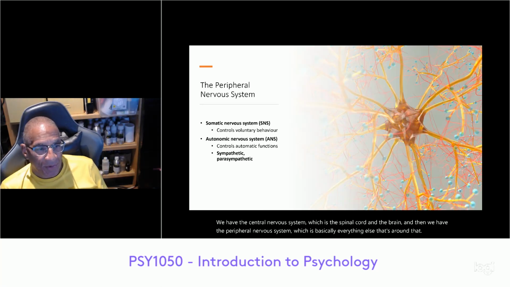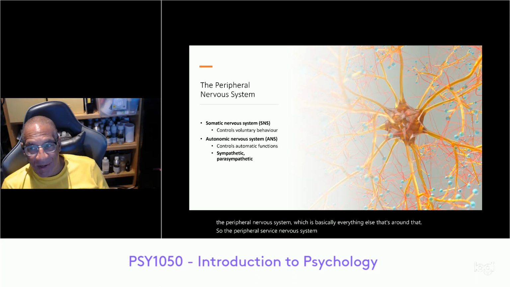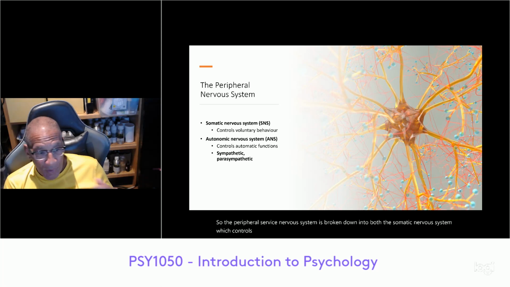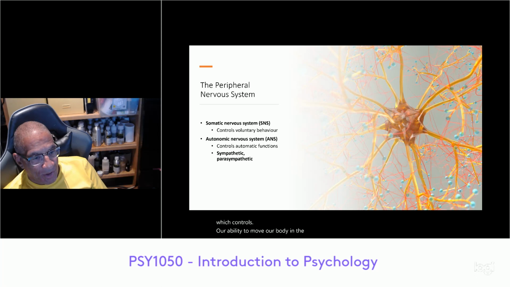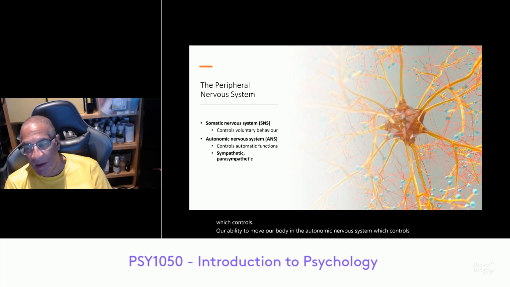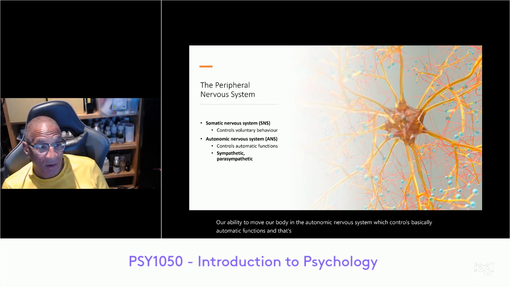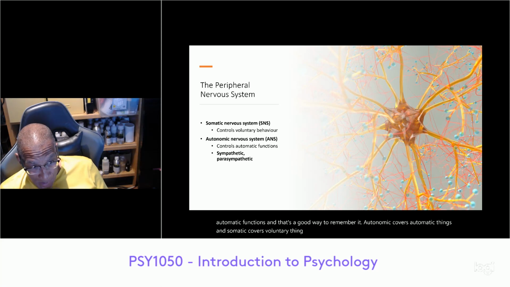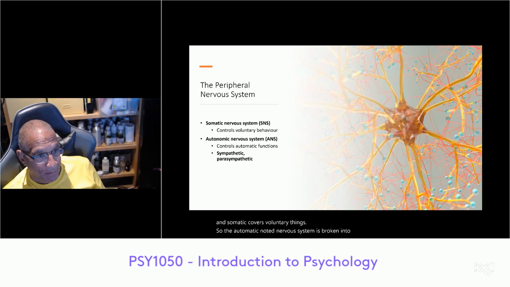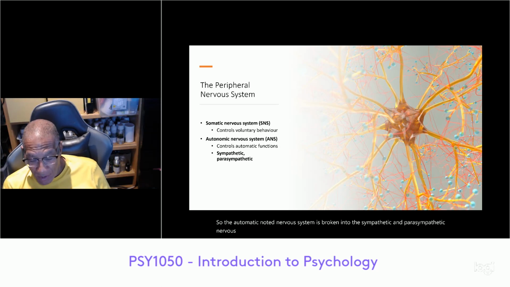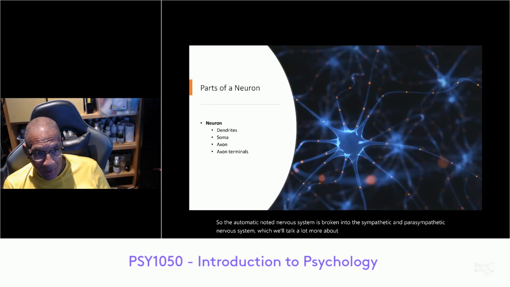So the peripheral nervous system is broken down into both the somatic nervous system, which controls our ability to move our body, and the autonomic nervous system, which controls basically automatic functions. So that's a good way to remember it. Autonomic covers automatic things, and somatic covers voluntary things. So the autonomic nervous system is broken into the sympathetic and parasympathetic nervous system, which we'll talk a lot more about in a few minutes.